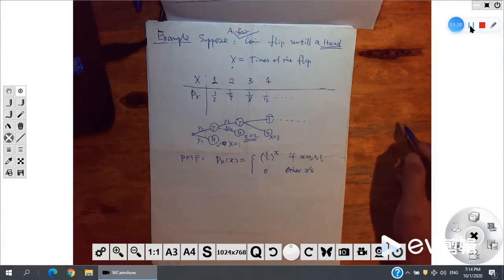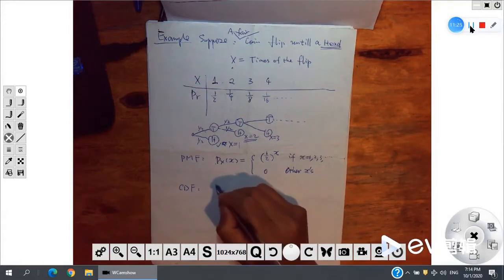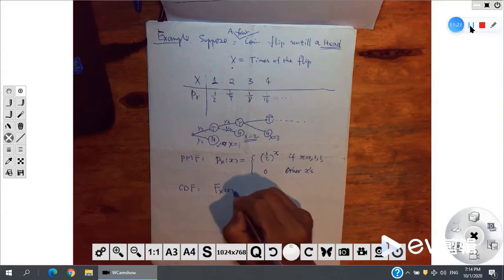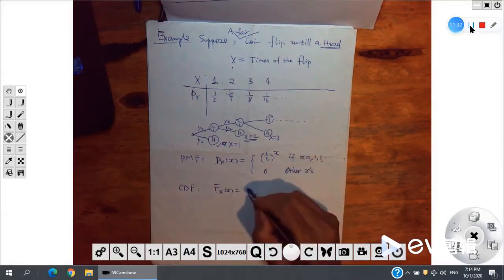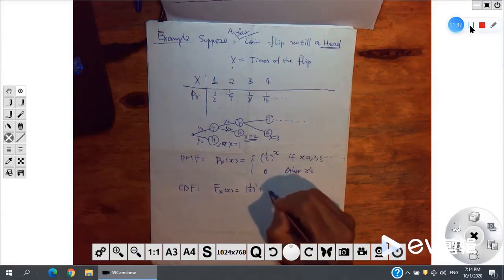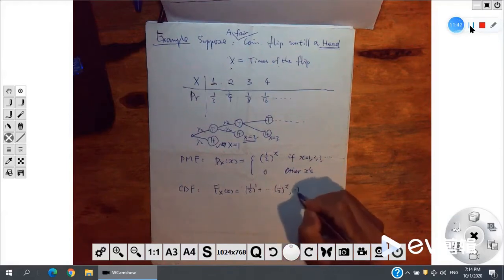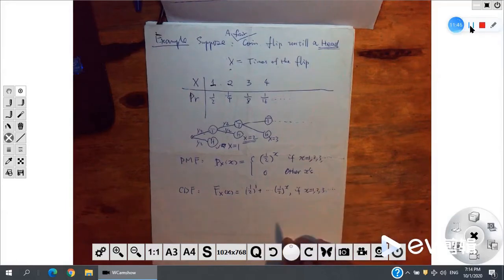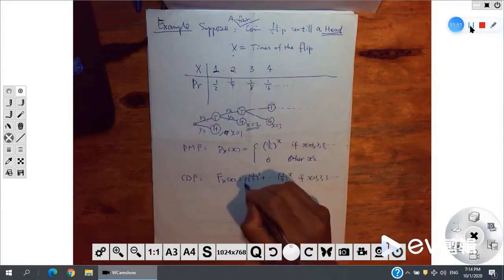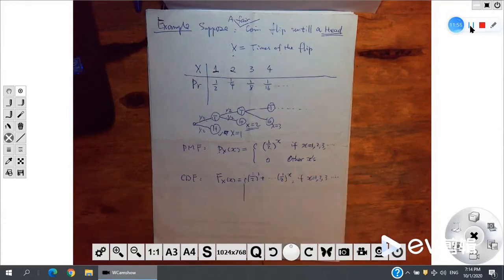If you want, you can also have the CDF, F capital X of x. There will be a summation of them, right? So it will be 1/2 to the 1 plus up until 1/2 to the x if x equals 1, 2, 3, and so on, all the positive integers. For the others, it's similar, but you need to consider some things.